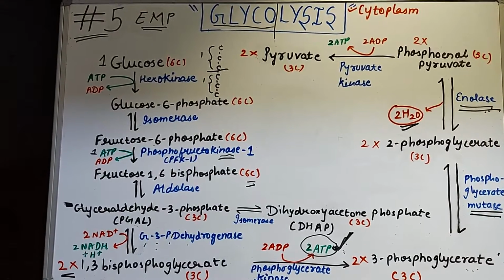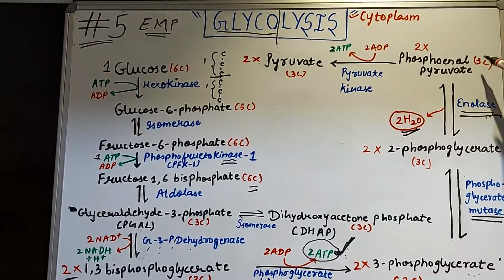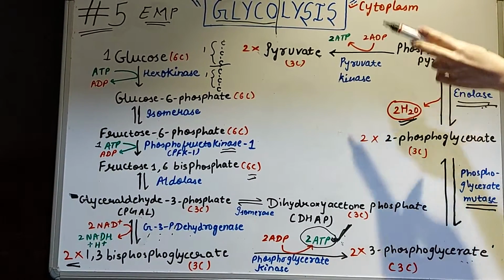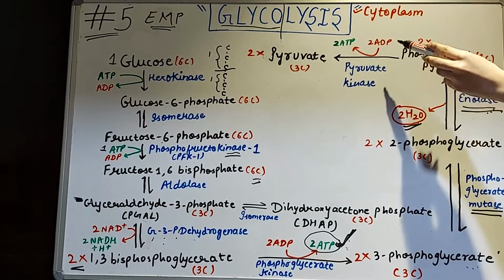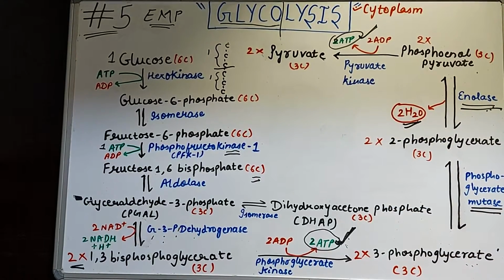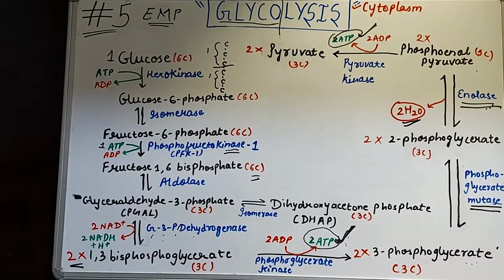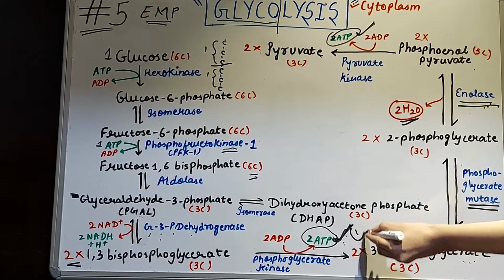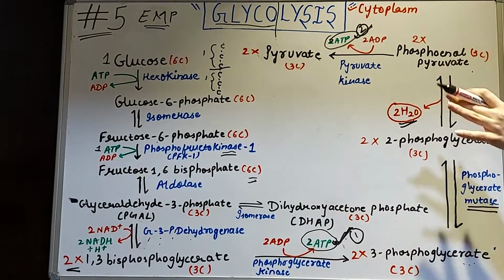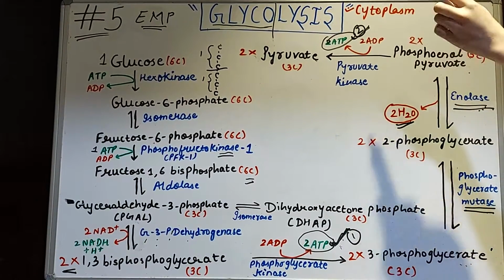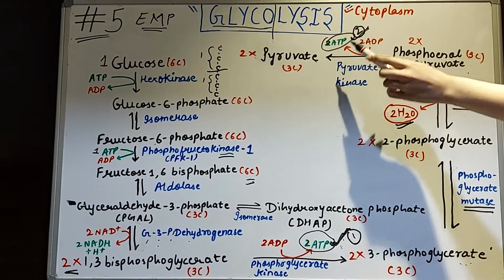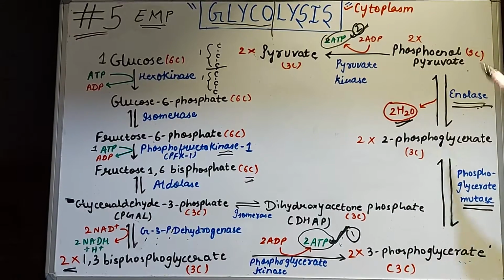The last step of glycolysis is the conversion of phosphoenol pyruvate to pyruvate with the help of enzyme pyruvate kinase. Again, in this reaction, this is the second reaction in which we get 2 molecules of ATP. Means energy is generated here, not utilized. So this was the first reaction in which energy was generated, and this is the second reaction during the whole process of glycolysis in which energy is generated. So your 2 ADP molecules are converted into 2 ATP molecules.